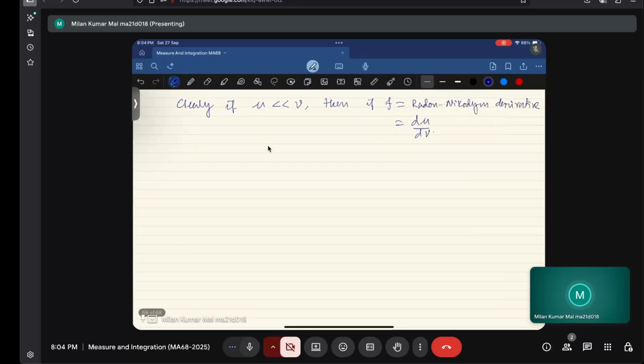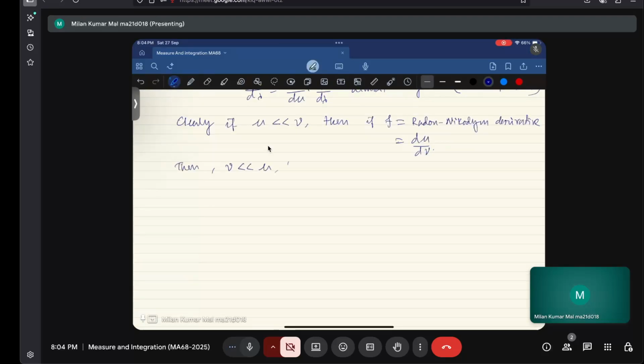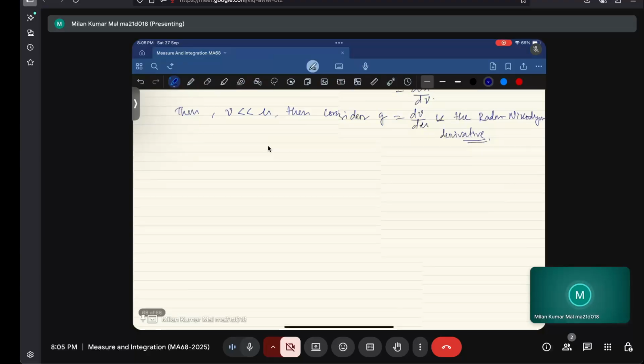And then if nu is absolutely continuous with respect to mu, consider g to be the Radon-Nikodym derivative. Now the point is that clearly what we have to prove is d mu by d nu equals d nu by d mu inverse.